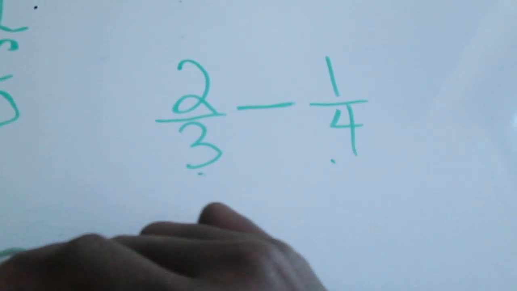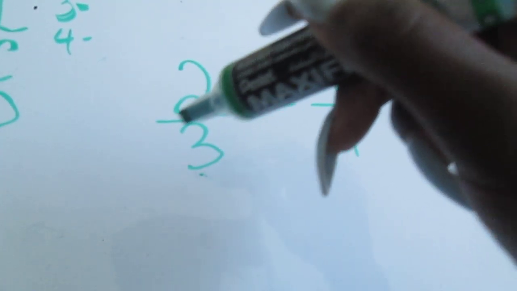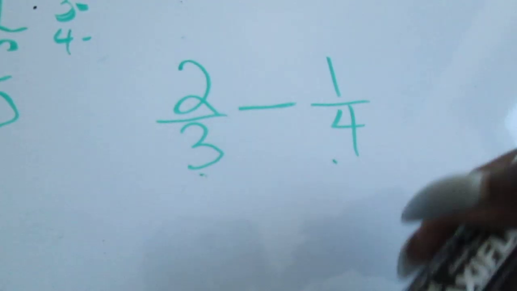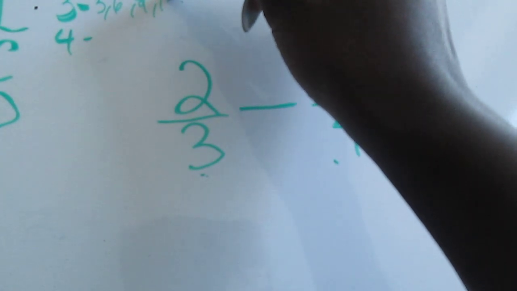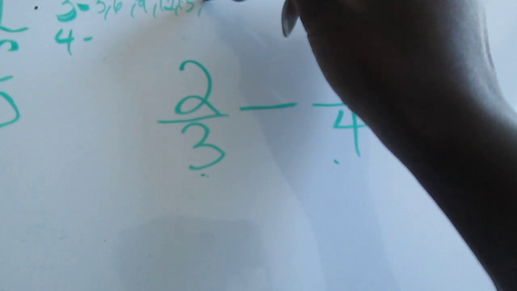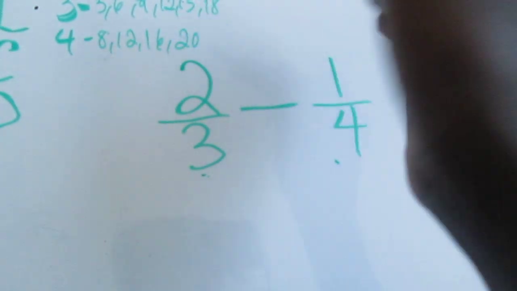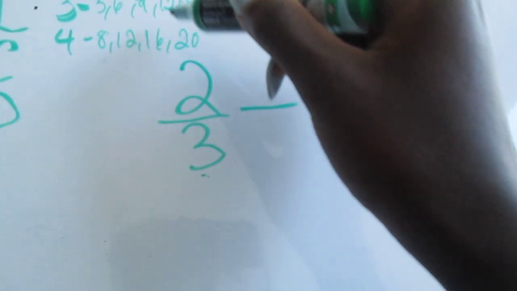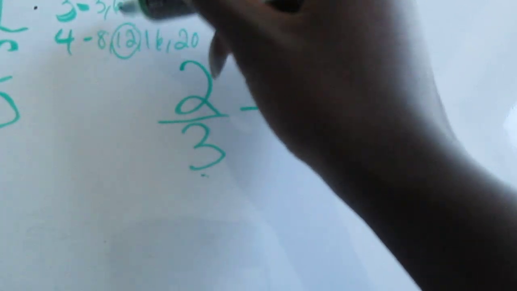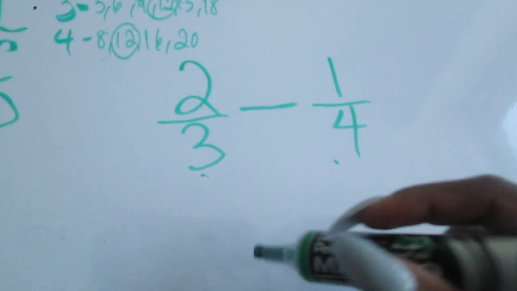3 and 4. I'm going to go over here and give you your multiples. Your multiples give you your LCD, which is your least common denominator. Least common multiples, least common denominator, they're similar, but they're a little different. So we have 3, 6, 9, 12, 15, 18. Then I have 4, 8, 12, 16, and 20. What's the first number they have alike? It's 12. So 12 is going to be my LCD.